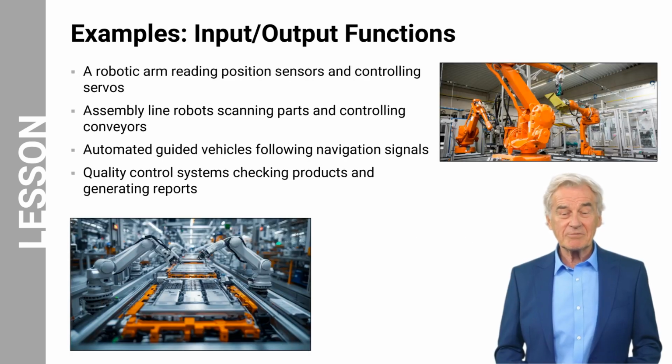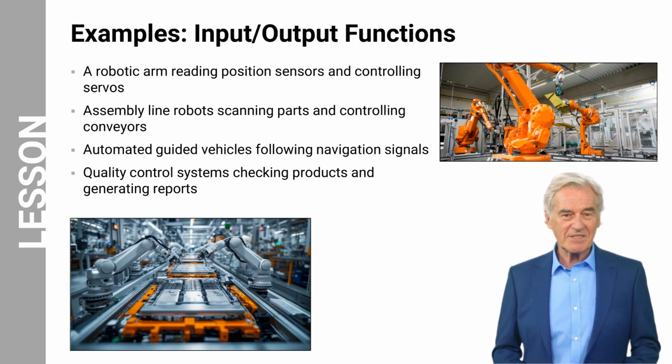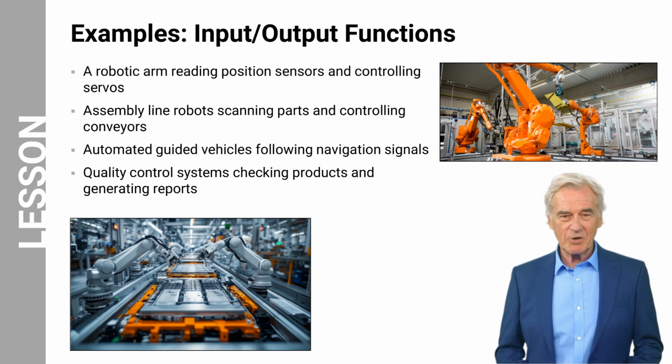Listed here are some examples to show how input-output functions play vital roles in robotic applications in EV manufacturing. A robotic arm uses input functions to constantly read position sensors, determining its exact location and orientation, while output functions control its servo motors to achieve precise movements and manipulations. In assembly lines, robots employ input functions to scan incoming parts using barcode readers or vision systems, while output functions control conveyor speeds and direct part routing.